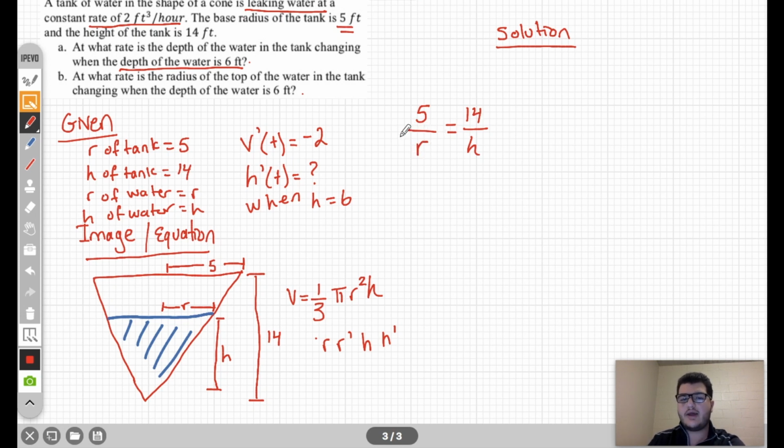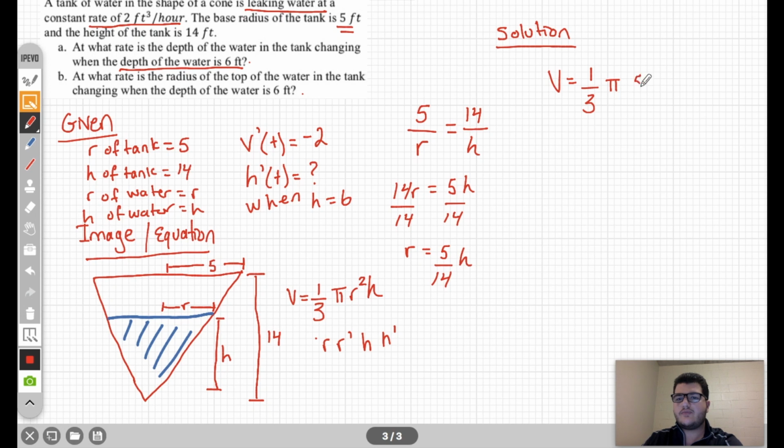So in order to do that, I'm going to cross multiply. So I have 14r is equal to 5h. Solving for r, you divide by 14. r is equal to 5 over 14 h. So now with my solution here, I have the equation volume is equal to 1/3 pi. Wherever there's an r, I'm going to replace with 5 over 14 h. So r squared is (5 over 14 h) squared now, times h.